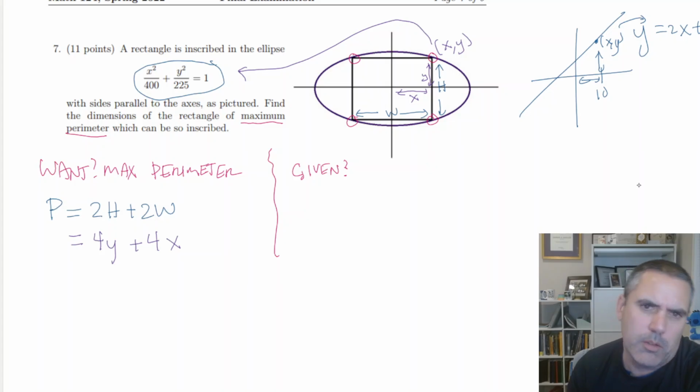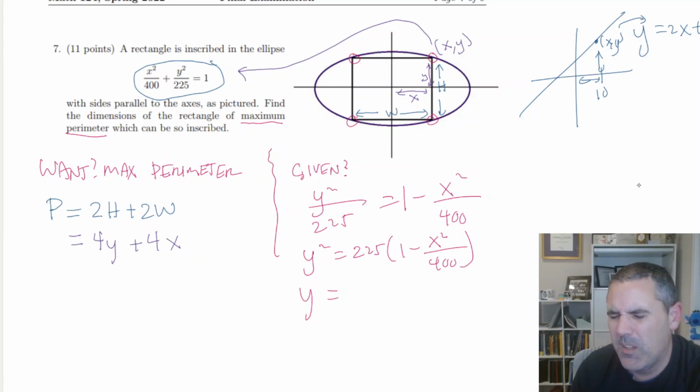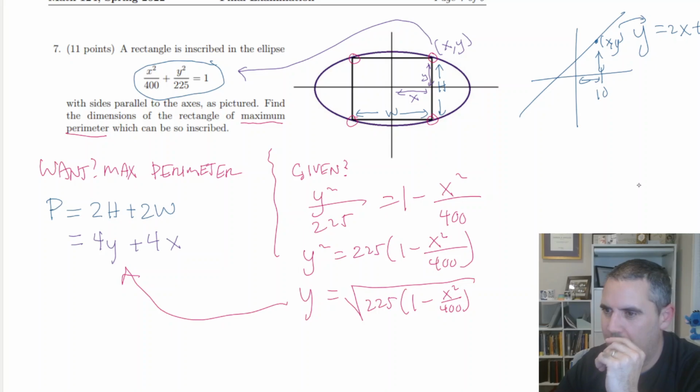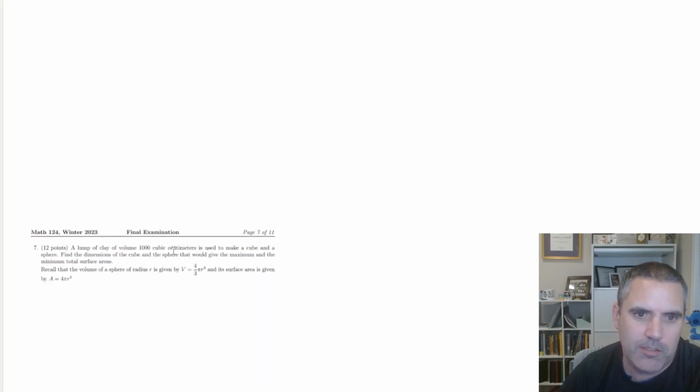What are we given? Oh, we're given that thing. So I'm going to solve for either X or Y. It doesn't matter. So how about Y squared over 225 is 1 minus X squared over 400. So Y squared is 225 times 1 minus X squared over 400. So Y is the square root of that mess. Square root of 225 I think is 25, but I'll just leave it here. This goes here. Take the derivative, set it equal to 0, and we'll have our answer. Let's keep going.